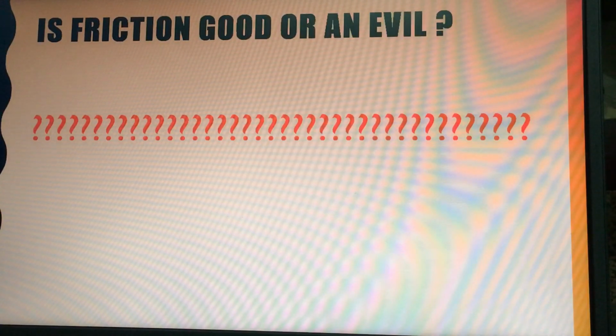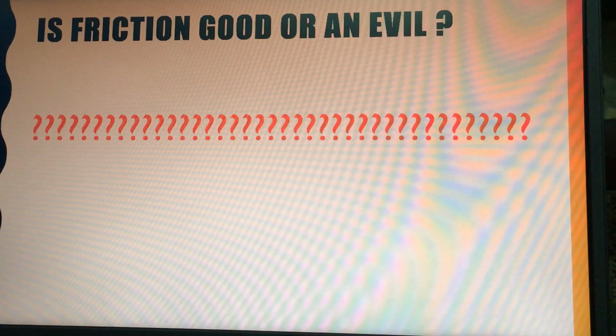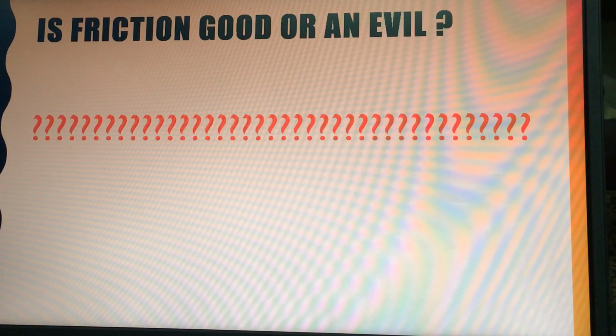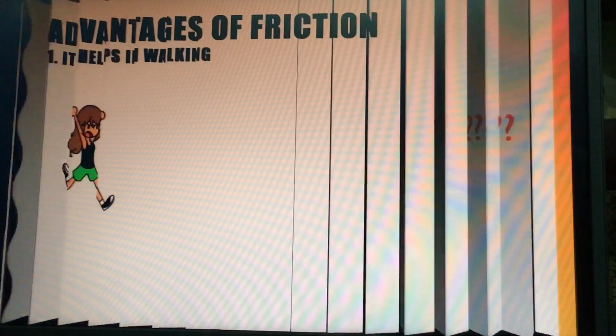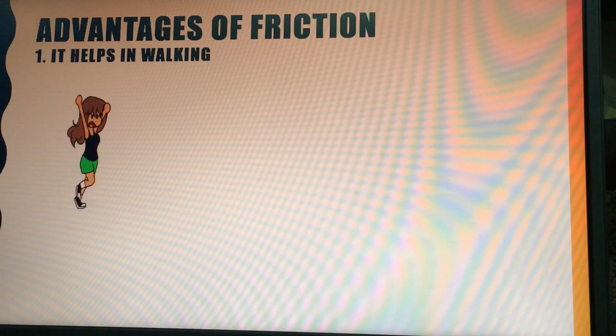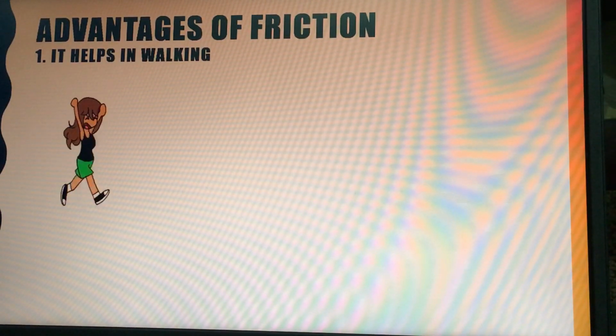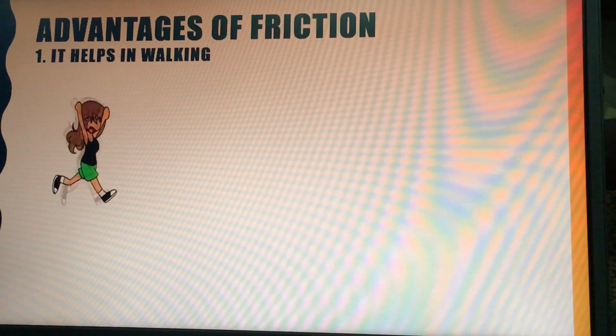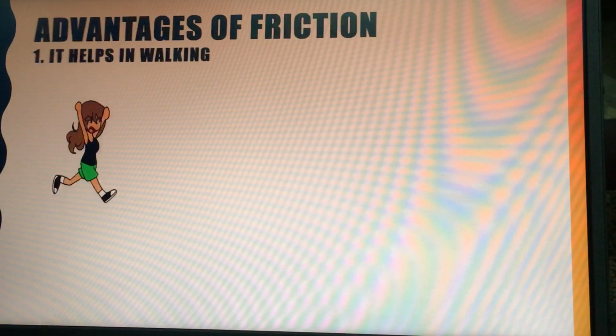Now there is a question for you, which is the most important part of this particular video. Is friction good or an evil? Let us find out. Oh yes, you can see advantages of friction, and you can see a girl is walking here. So it means friction helps us in walking.